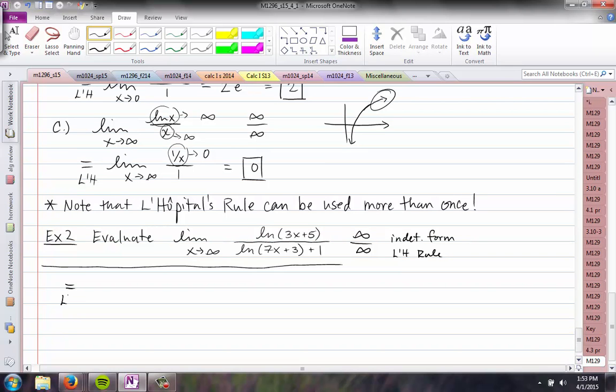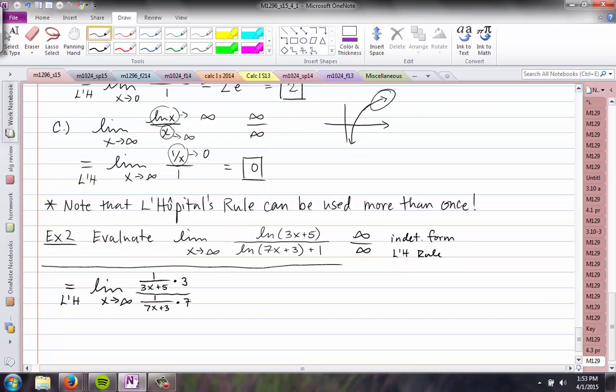So I'm going to go ahead and take the derivative of the top and bottom, that's what L'Hopital's rule is, and then try to take the limit as x goes to infinity. So the derivative rule for natural log of x is 1 over x. Here we have to also use the chain rule. So I'm going to get 1 over the inner function 3x plus 5, and then I have to remember to multiply by the derivative of 3x plus 5, which is 3. Similar thing for the bottom, I get 1 over 7x plus 3 times 7.